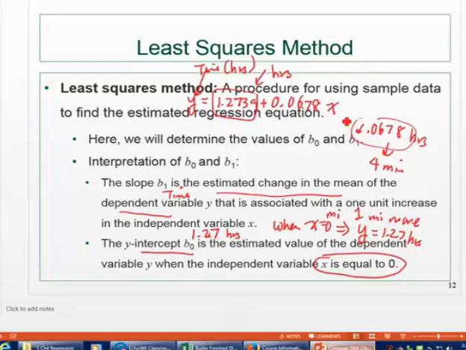So we could think of 1.27 hours as the time that is not related to the distance, like when the driver is stopped and making deliveries and things like that.